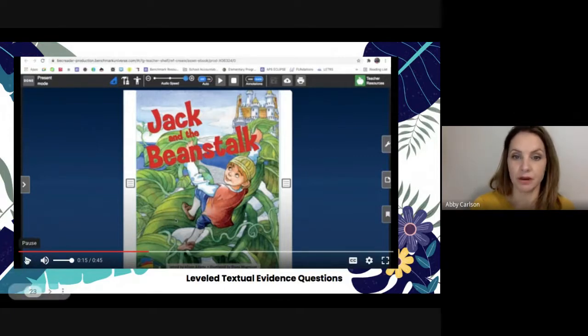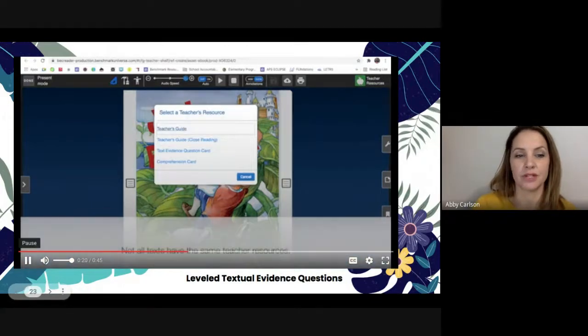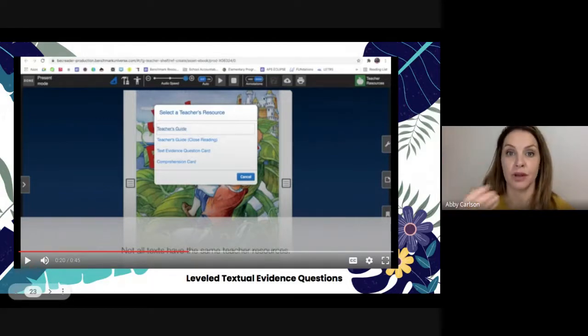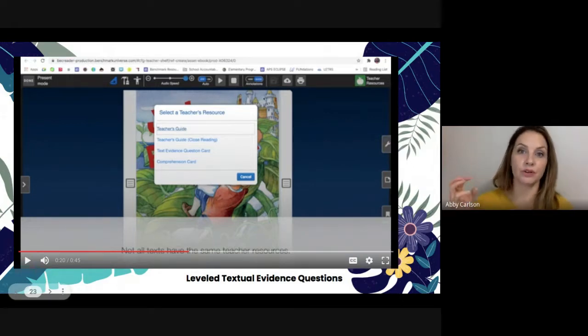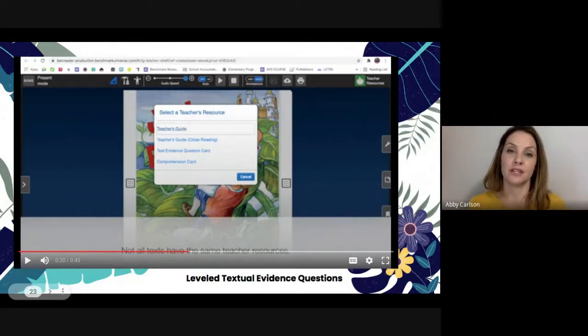Now, once we're in a reader, we're going to click on Teacher Resources. And this is my favorite part. There's a teacher's guide that will give you a script and ideas for teaching with this book. There's a teacher's guide for close reading. There's a text evidence question card, and then a comprehension card. All of those are great resources for you to see in order to decide if this is the best resource for your students to work on independently.